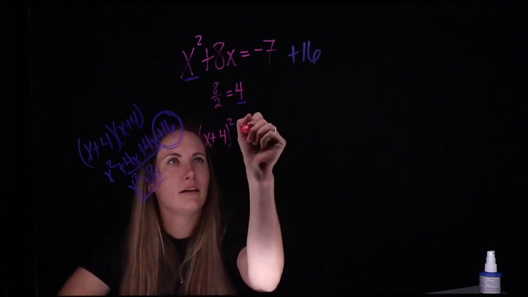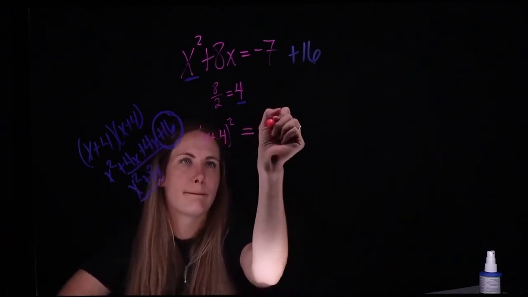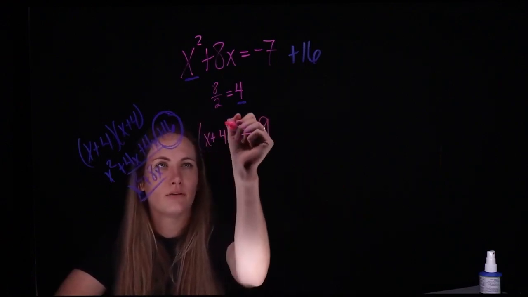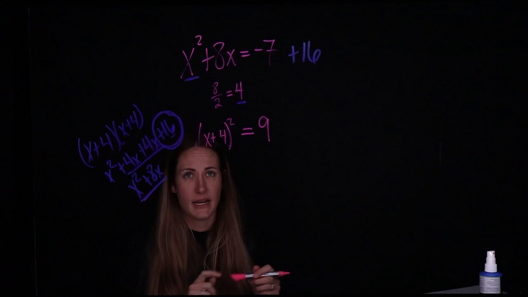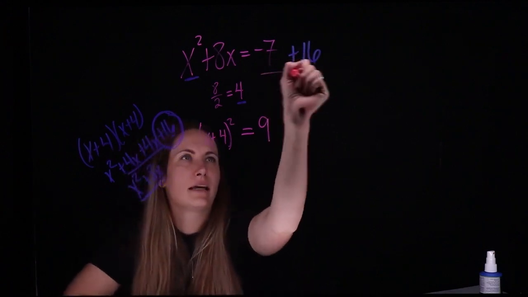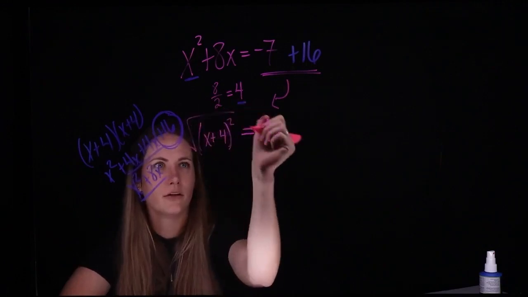So we have negative 7 plus 16, which is going to give us 9. So we've completed our square here, and we can use our square root method now. This 9 came from adding these two. It's getting a little dirty on this one.